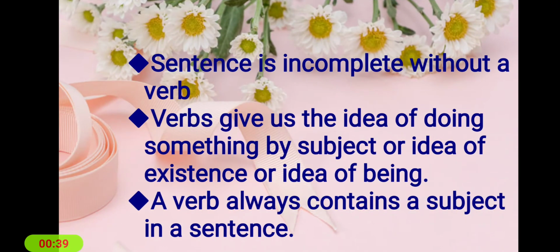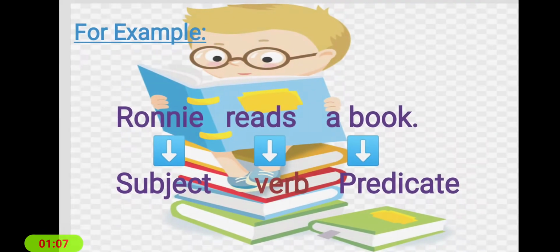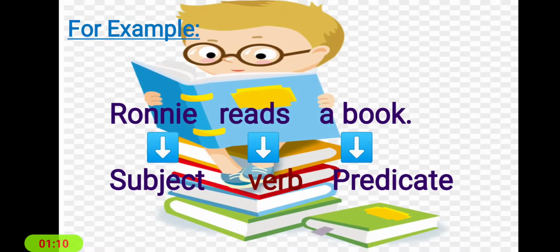Verb gives us the idea of doing something by the subject, or idea of existence, or idea of state of being. A verb always contains a subject in a sentence. Without subject, it's not possible to understand who is doing the action. For an example, Ronnie reads a book. So here Ronnie is a subject, reads verb, a book predicate.